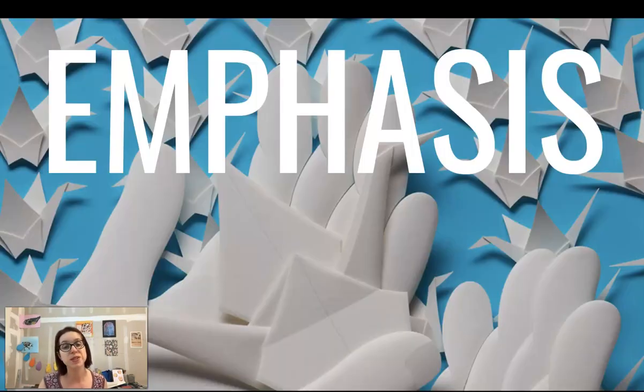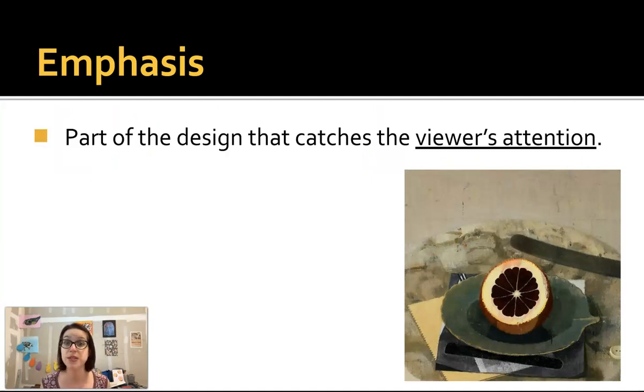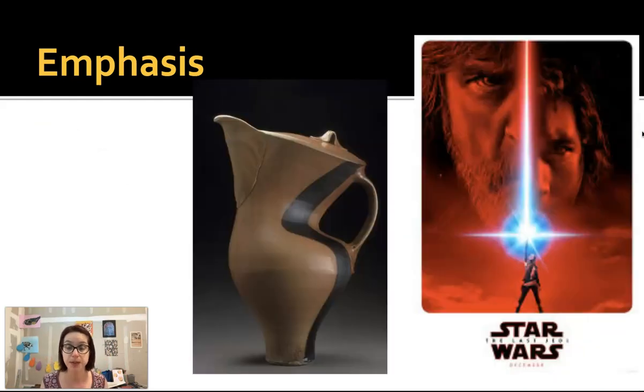Our next principle of design is emphasis. So this is where a part of the design catches the viewer's attention. It's the center of interest, right? Your eye is going there first. Something is dominant, right? Something is taking over that, and you want to look there first for a reason. Now, often we see emphasis being used in movie posters, and here's an example of it being used in a sculpture.